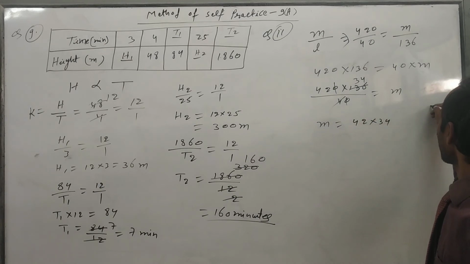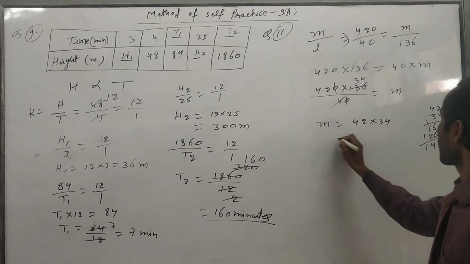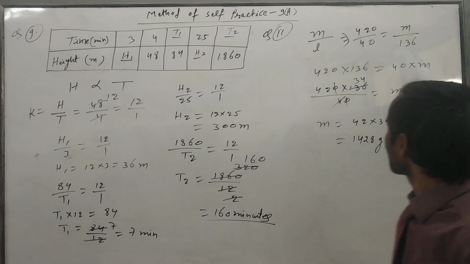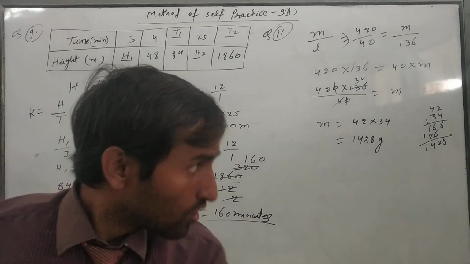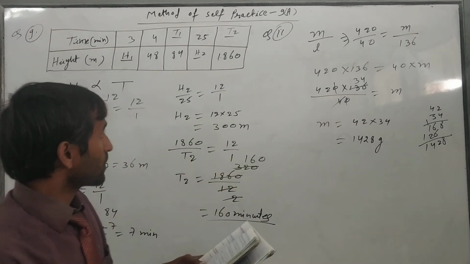Now multiply here 42 into 34. So 8 and 4 4 is 16, 3 2 is 6, 4 3 is 12. So 8 2 and then it will come 4 1. So it will come 1428 gram. So mass of 136 cm length bar is equal to 1428 gram. So question number 11 is over.